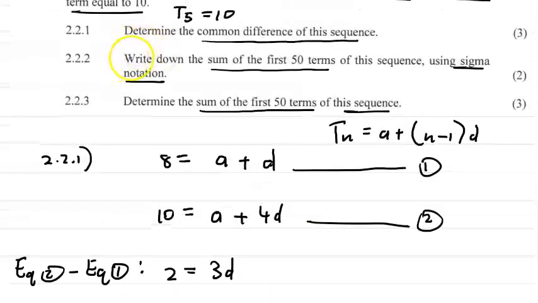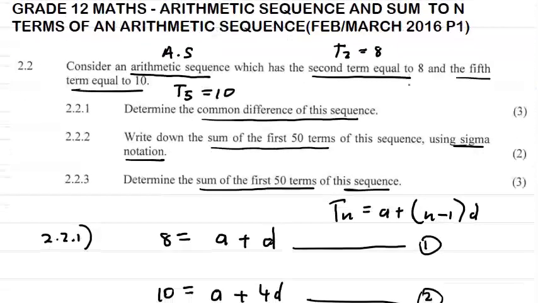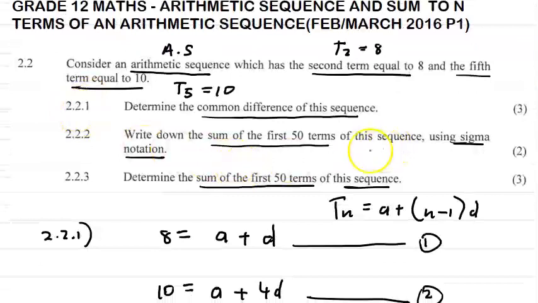In the next question, we have: write down the sum of the first 50 terms of the sequence in sigma notation. Now, sigma notation works as follows. For 2.2.2, the symbol for sigma notation is this symbol here. And remember that we have the bottom. That's where we're going to start. And the end is where we're going to finish.